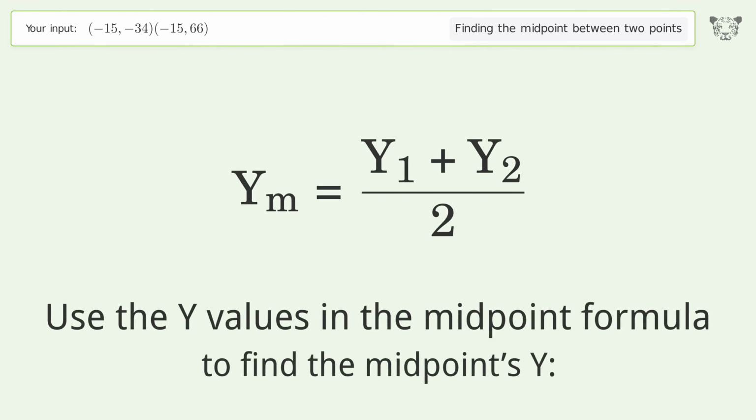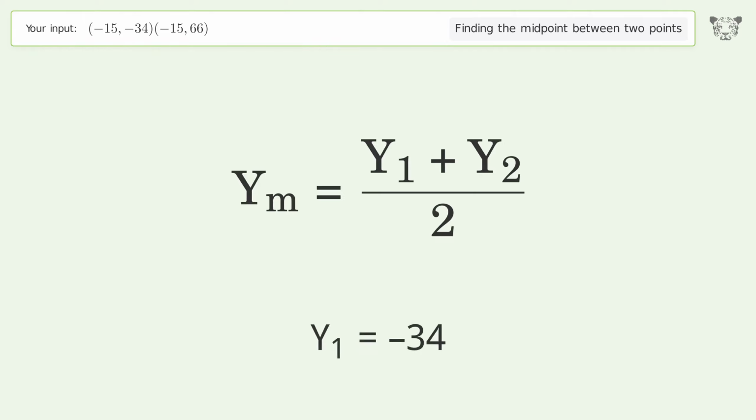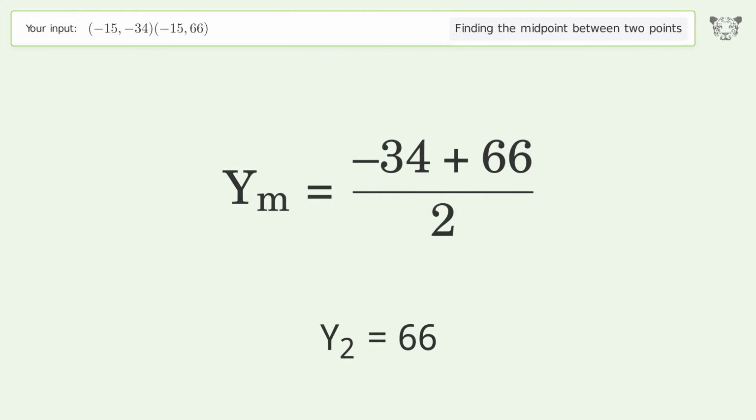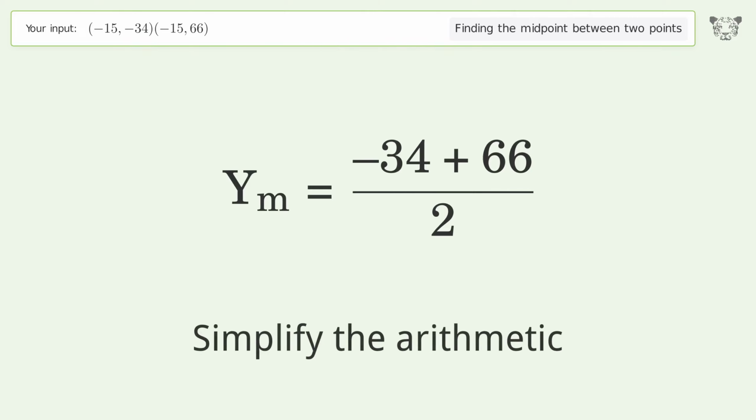Use the y values in the midpoint formula to find the midpoint's y. y1 equals -34. y2 equals 66. Simplify the arithmetic.